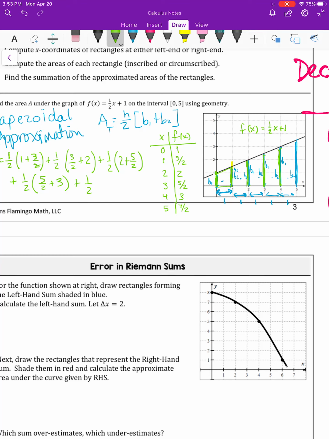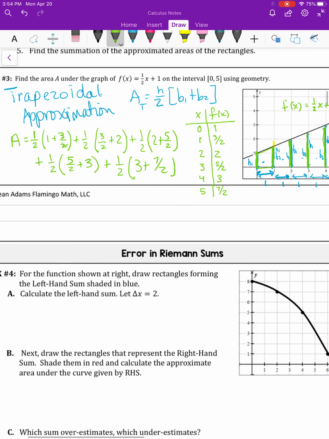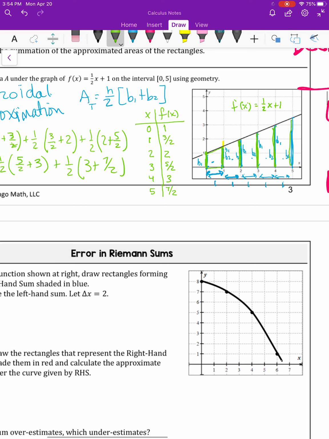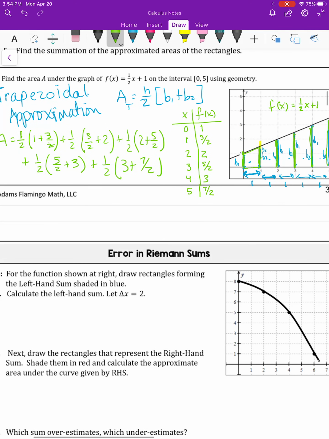Plus, next one, I have a height of 1. I've got my 5/2 plus my 3. And the last one, I have a height of 1. I've got my 3 plus my 7/2.